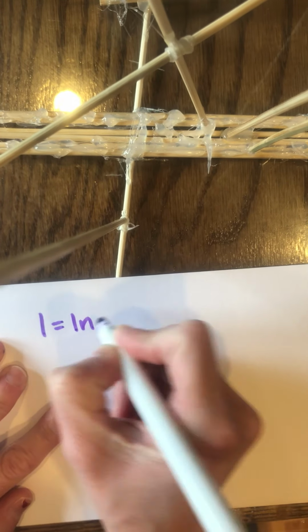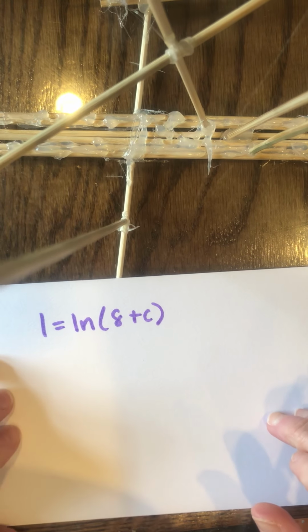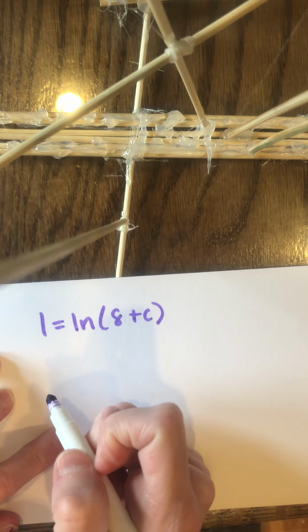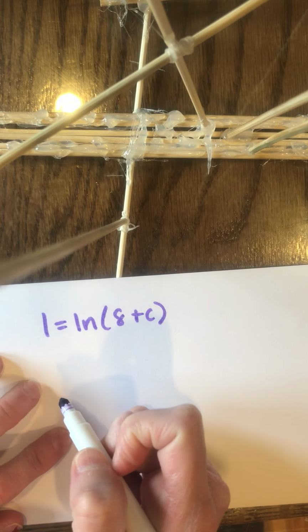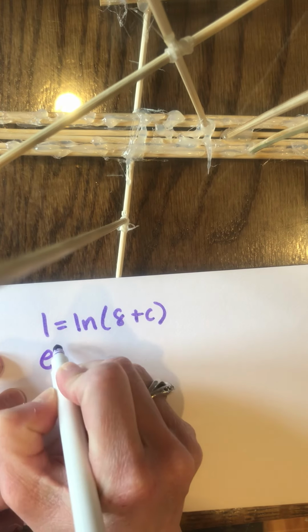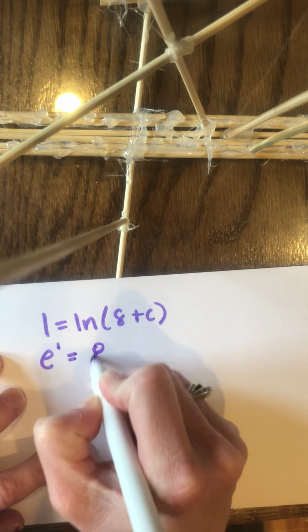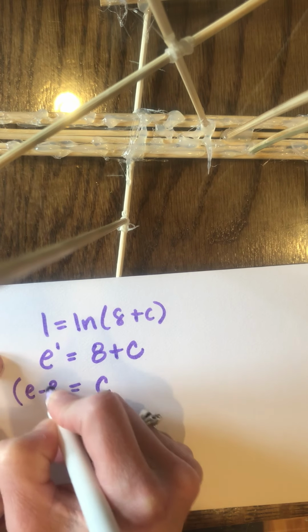So we have 1 equals the natural logarithm of 8 plus c. Now, if we were to think about that with respect to base e here, e raised to the first power equals 8 plus c. And therefore, our constant c must be e minus 8.